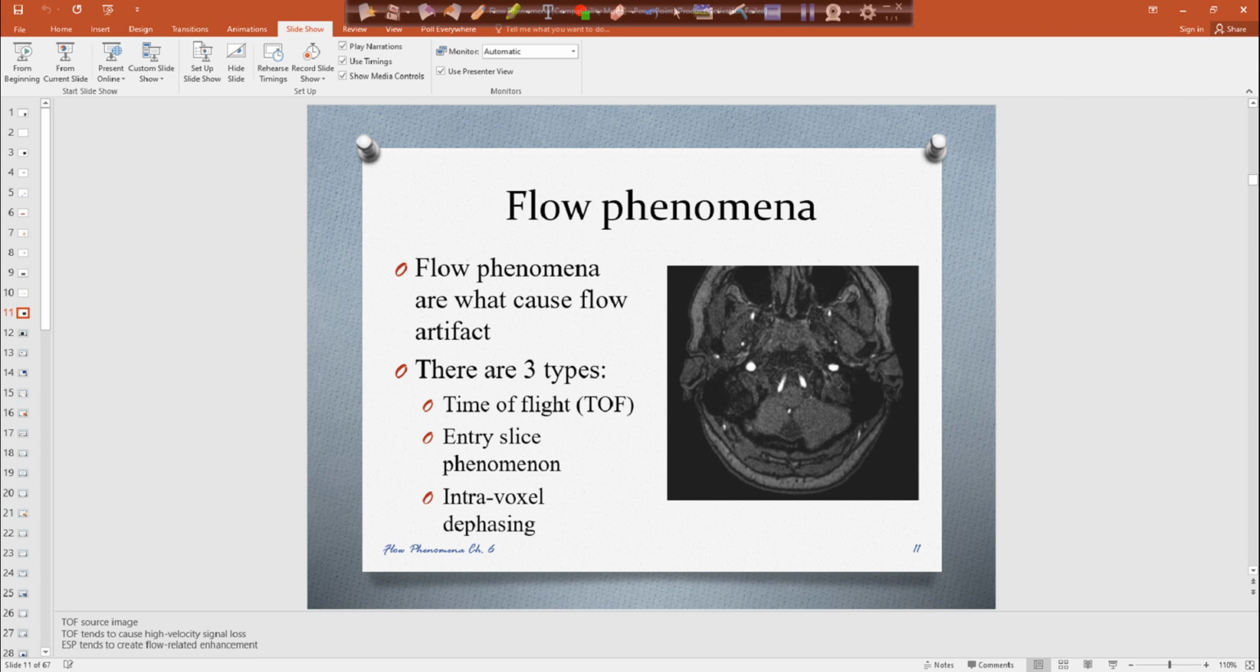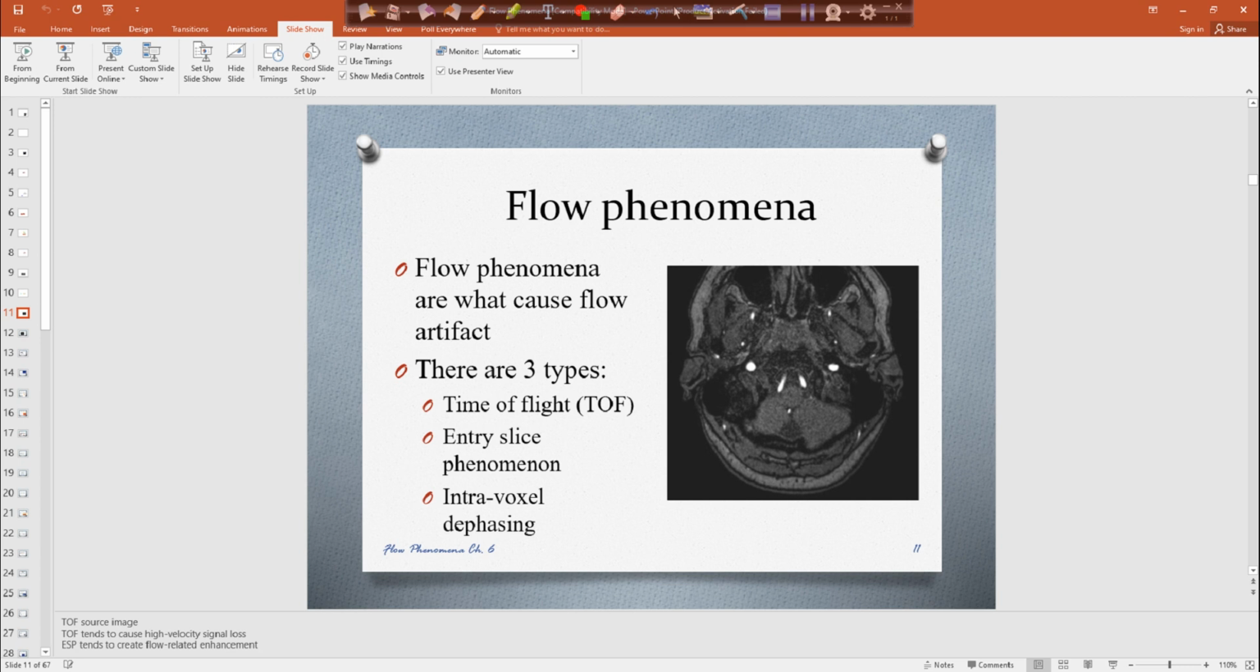Has anybody done an MRA brain yet? You just basically put that box in that area, corpus callosum down to the foramen magnum, because that's where the circle of Willis is. And where do we put our saturation band? It's not above his ear. Above. Everybody's doing this. Above, because we're trying to saturate what vessel? Venous blood flow. Good. Because it's an MRA, not an MRV. We want to saturate our venous blood flow, so we put that sat band above.